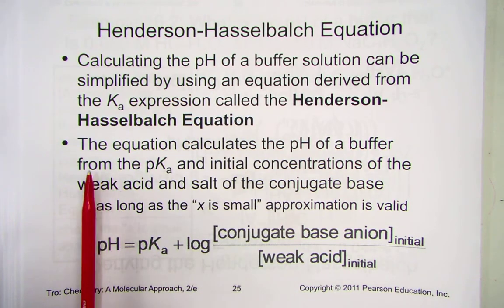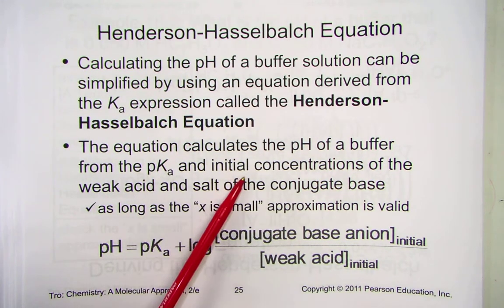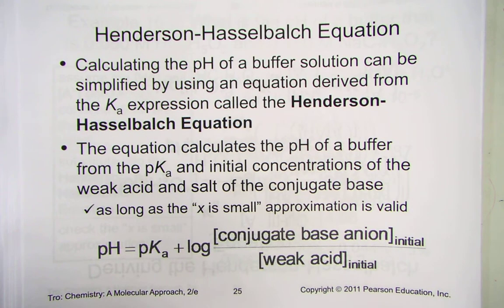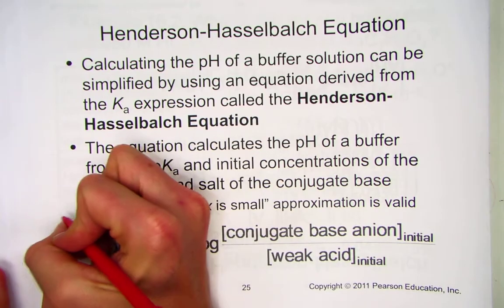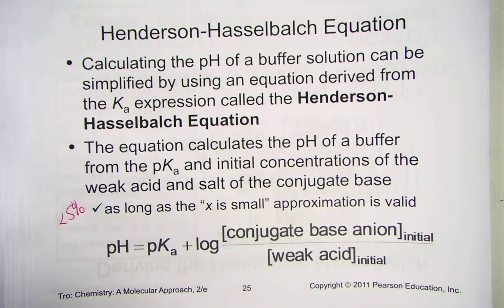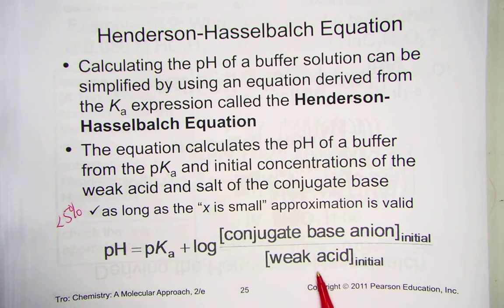The equation says that we can calculate the pH of a buffer knowing the pKa, that's just the negative log of the Ka value, that P is just negative log, and the initial concentrations of the weak acid and the salt. As long as the x is small, the approximation is valid. The note is just saying it has to be less than 5% dissociation to make the math valid, so the 5% rule. pH can be found by taking the pKa plus the log of the ratio of the base over acid.